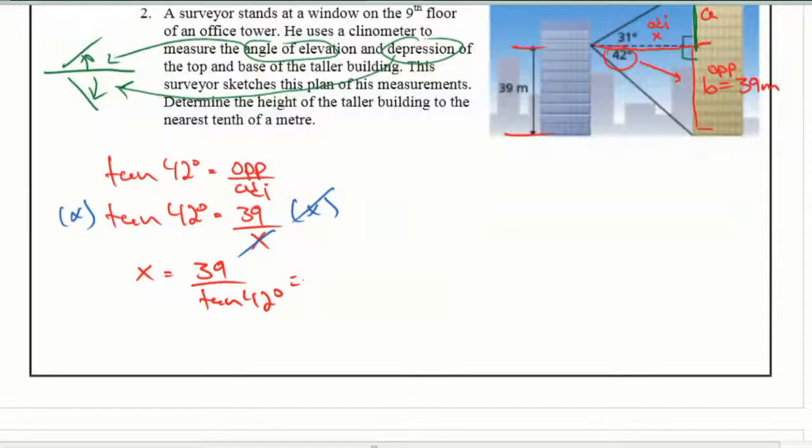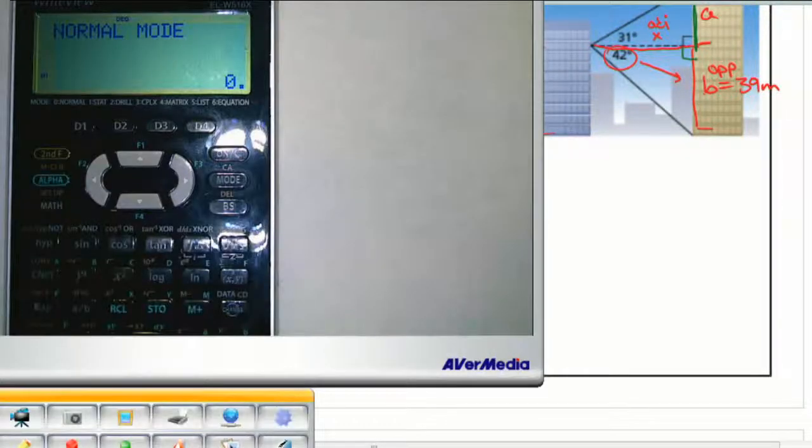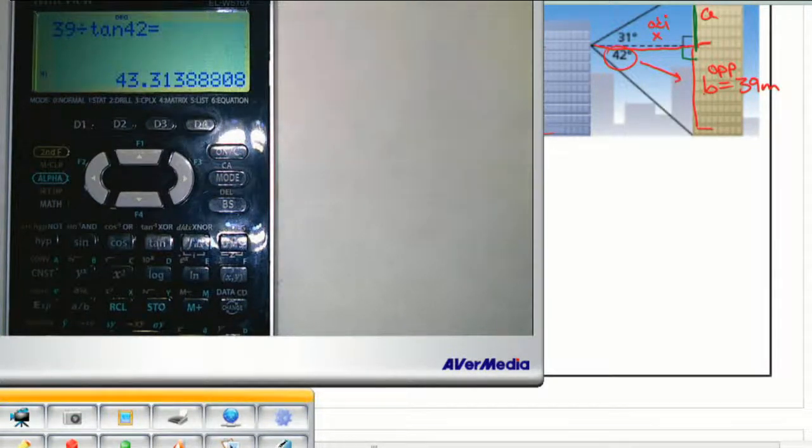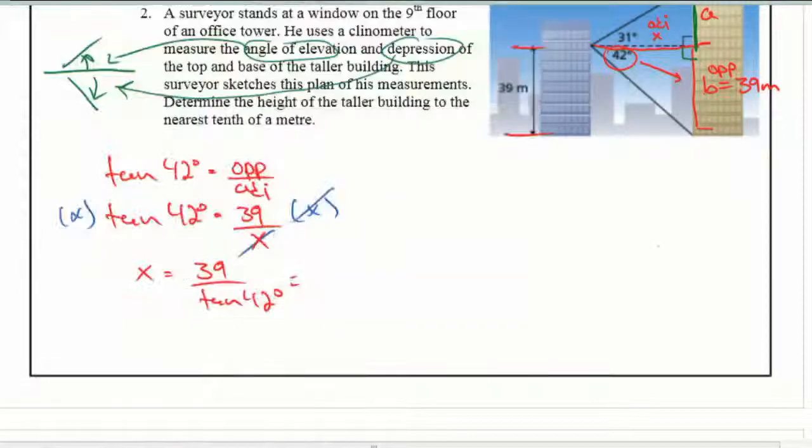So 39 divided by tangent of 42 degrees, I have the angle 42 degrees. I end up with 43.3 meters. So it turns out the two buildings are 43.3 meters apart. All right, so that gives me the first thing.